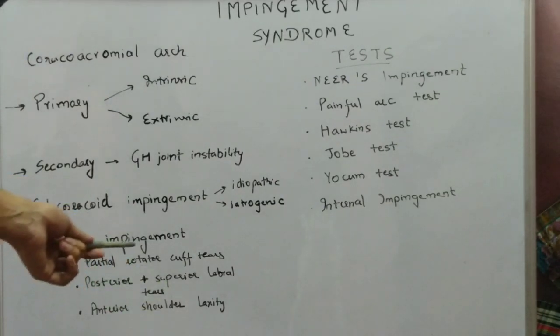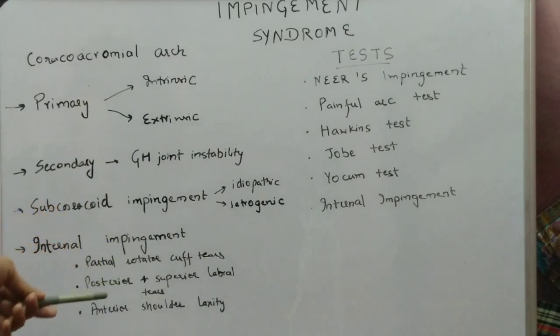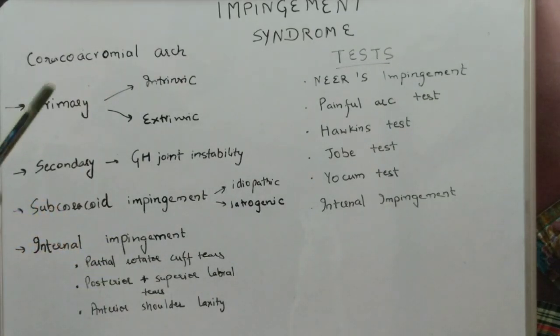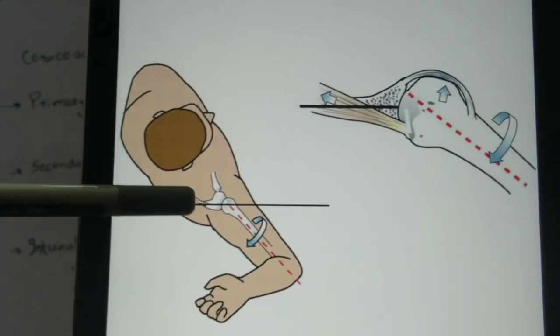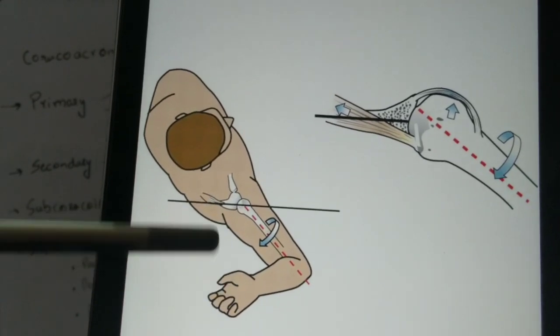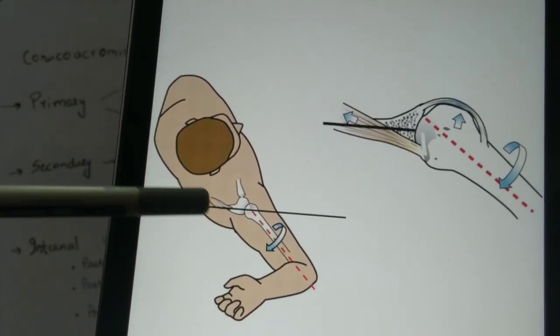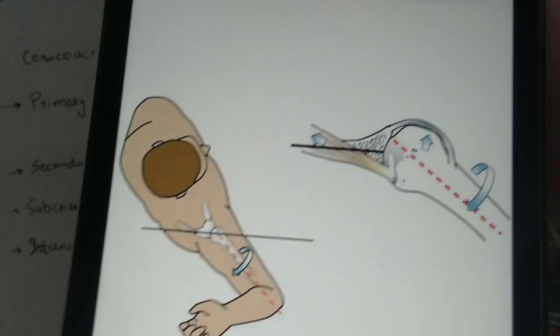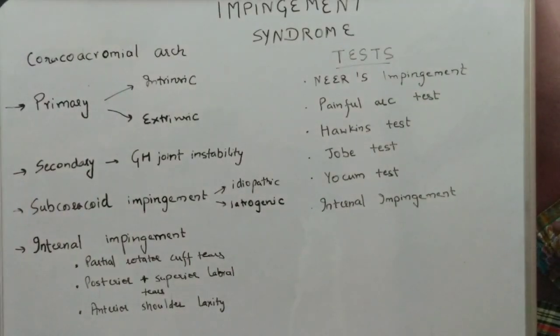And to check the internal impingement, we go for the maneuver where the patient experiences pain in 90 degrees of abduction and external rotation. So we will elicit the same throwing maneuver again, and the patient will experience pain in this maneuver. So this was a brief introduction to the impingement syndrome.